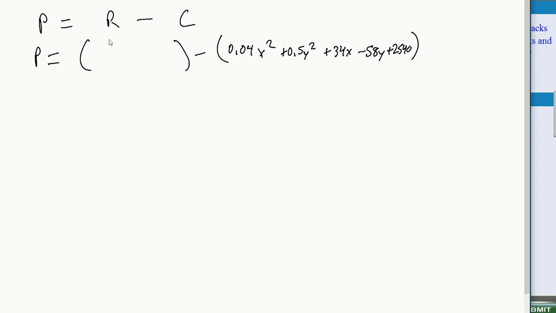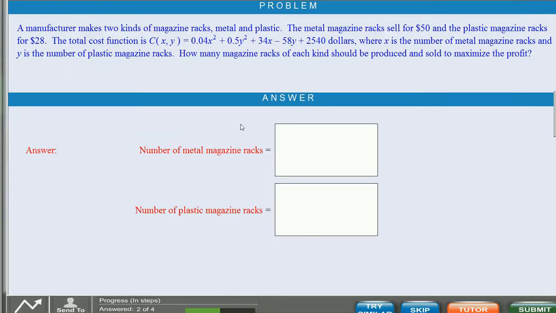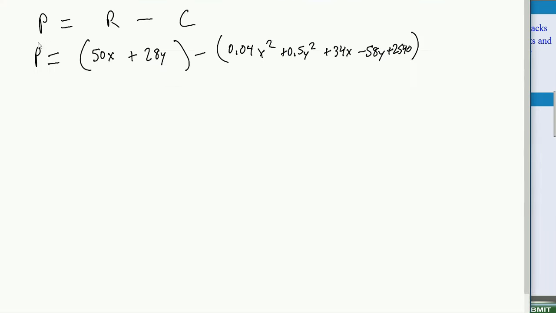We need a revenue function. They didn't specifically give us a revenue function, but they gave us everything we needed to get one. If metal magazine racks are X and they're selling for $50 a piece, then 50 times X, that's $50 for every one you sell, is your revenue from those metal racks. Likewise, the plastic racks are Y. They're selling those for $28. So 28 times Y is $28 for every one of those you sell. So your revenue function is just $50 times X plus $28 times Y.